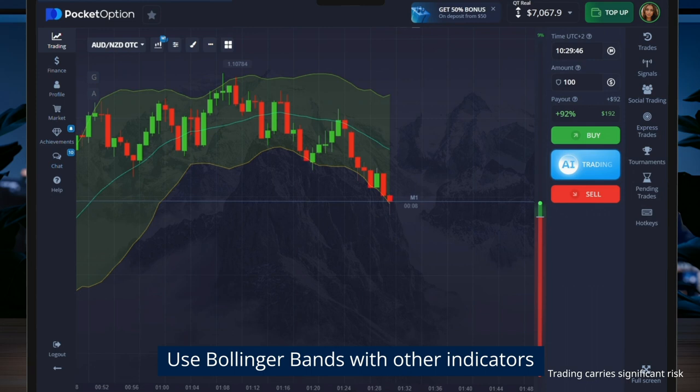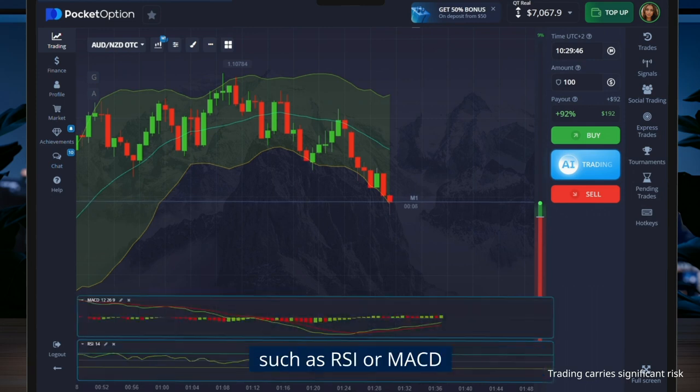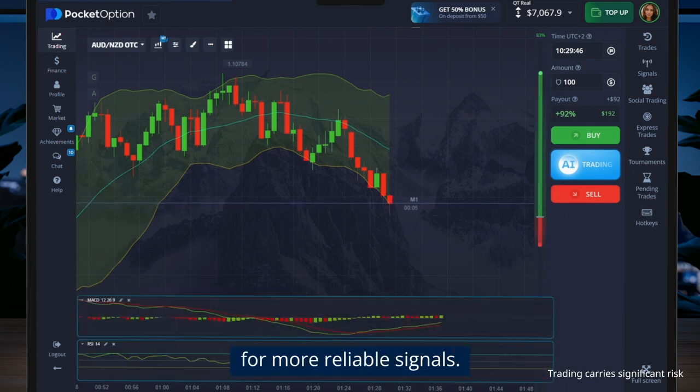Use Bollinger Bands with other indicators such as RSI or MACD for more reliable signals.